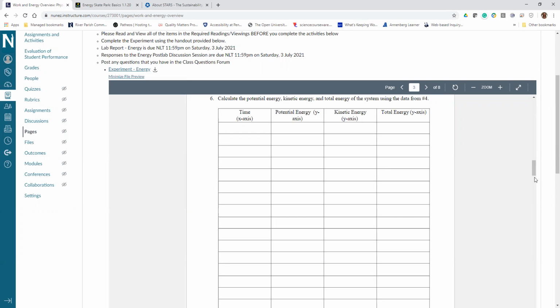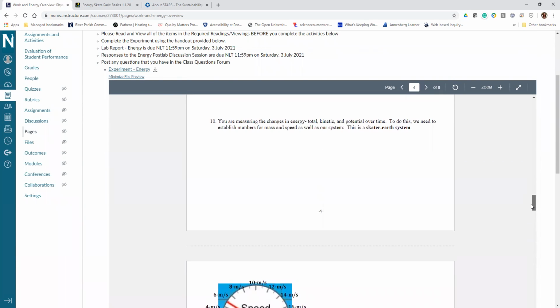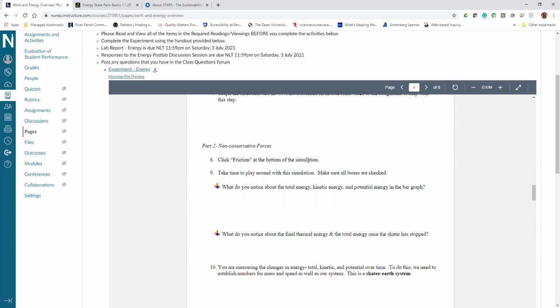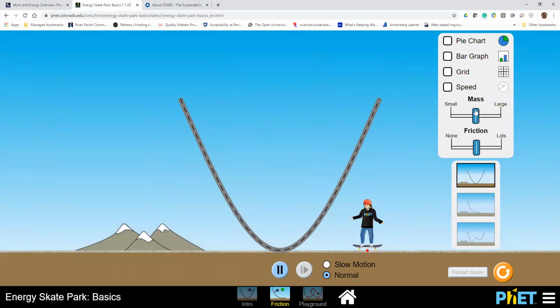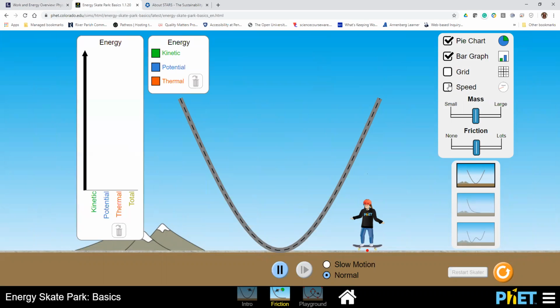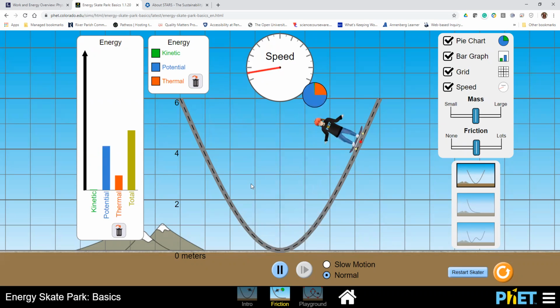Yes, ma'am. Okay. And then you're going to go to where they ask you to deal with the non-conservative forces. Let's see, part 2. And so that's done by utilizing the friction tab. Okay. And so we'll turn on all of the bells and whistles here. And same idea. Okay. You're going to put the skater on the track and let them go. And you want to measure them when they come back to the left side. Pause it when it comes back to the left side.